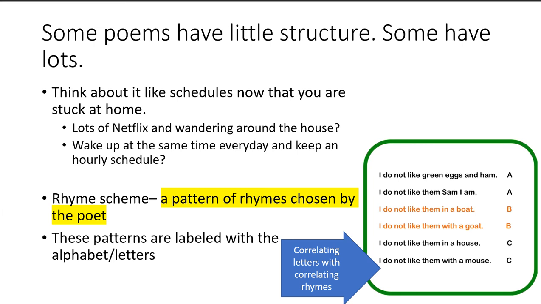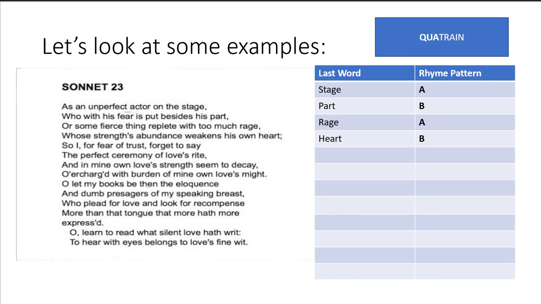Let's look at another more complicated example. This is Sonnet 23 by Shakespeare, a pretty popular sonnet. I've made this chart to make it easy for you to see the rhyme pattern as we go through the last words. So I'll read the first 4 lines, which is a quatrain, by the way. I'll talk about that in a second. As an unperfect actor on the stage who with his fear is put besides his part, or some fierce thing replete with too much rage, whose strength's abundance weakens his own heart.